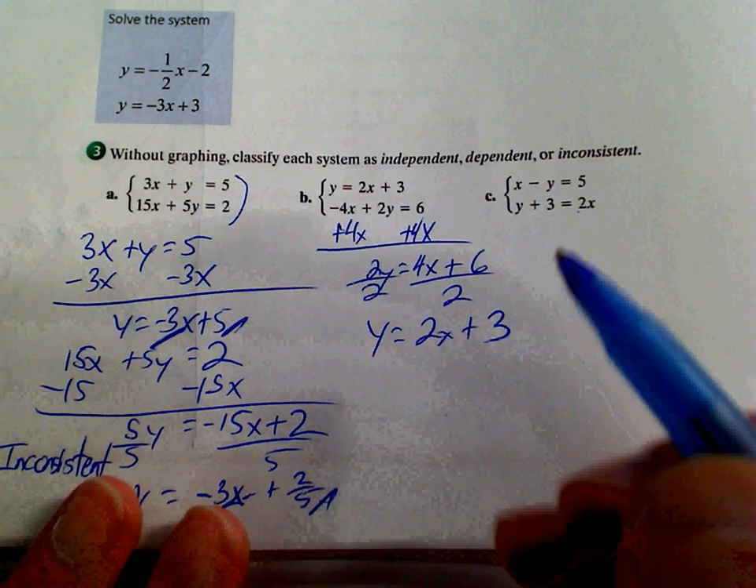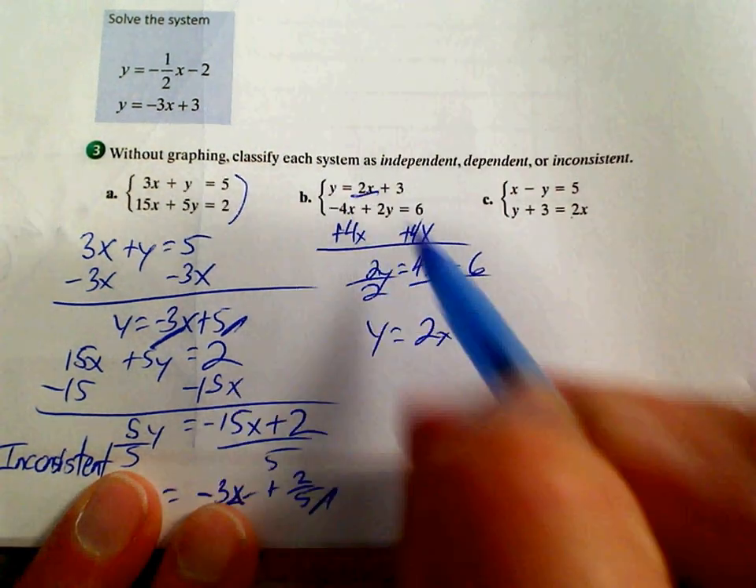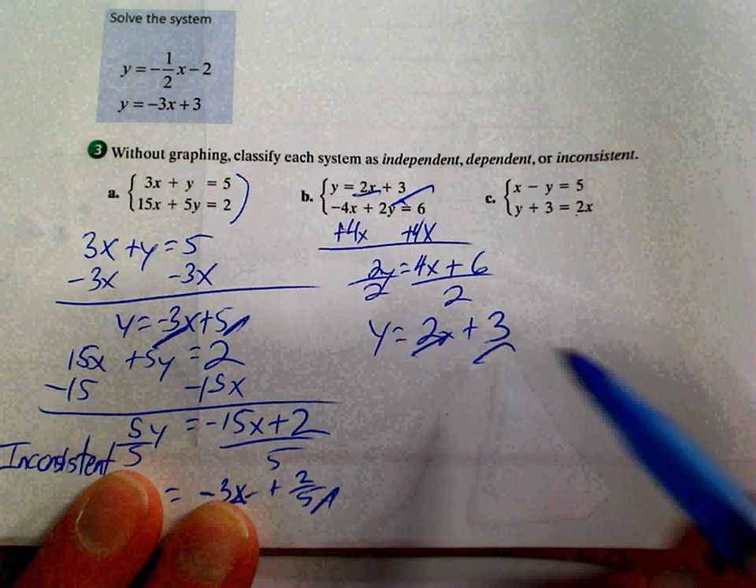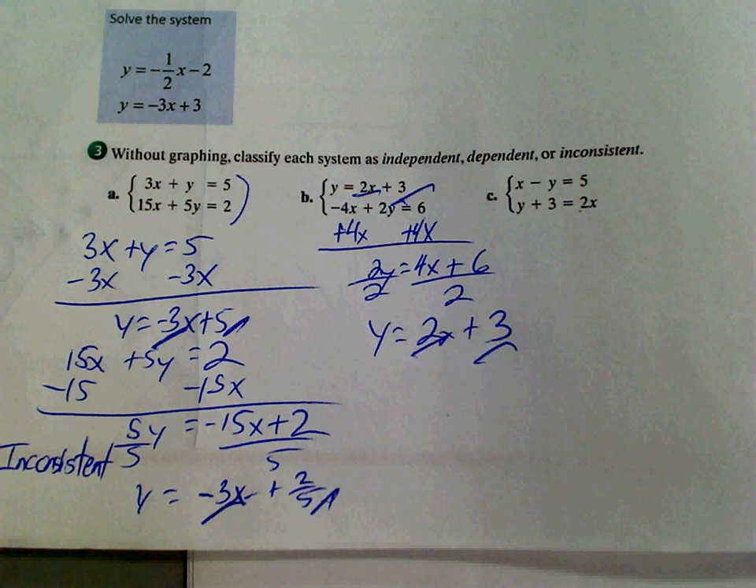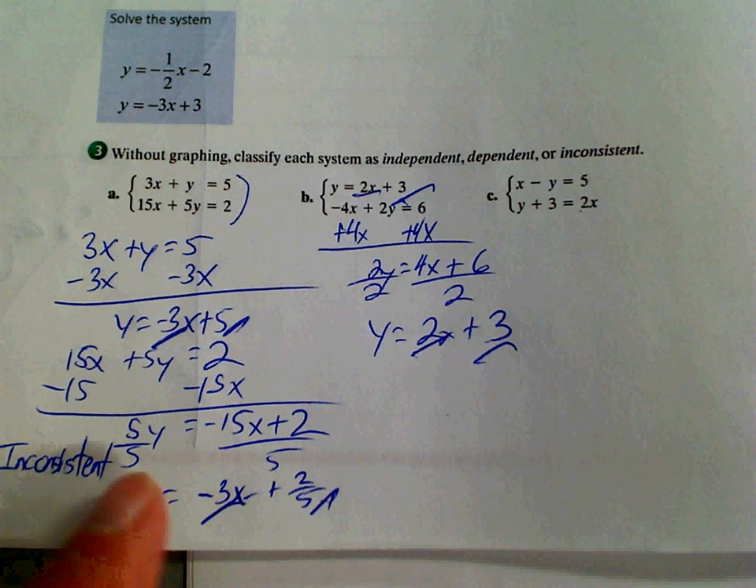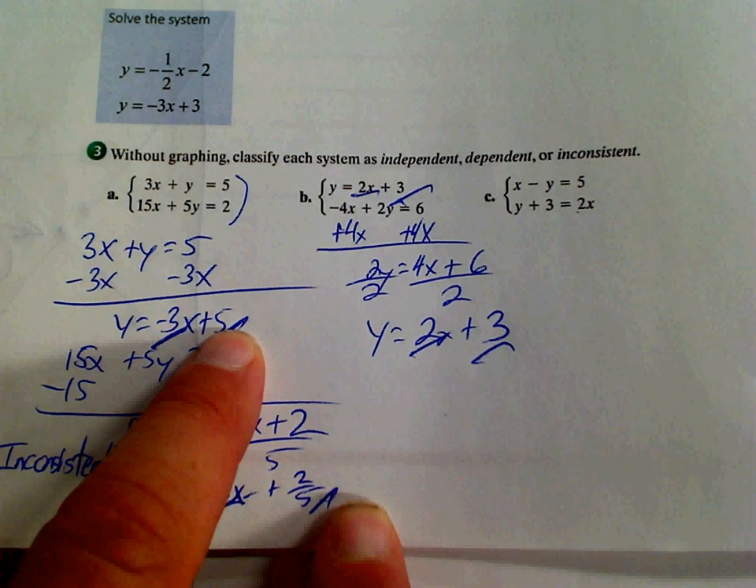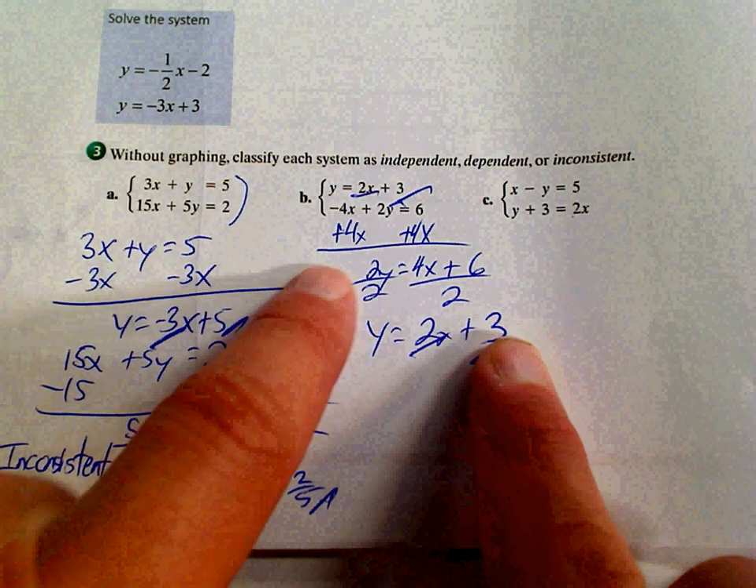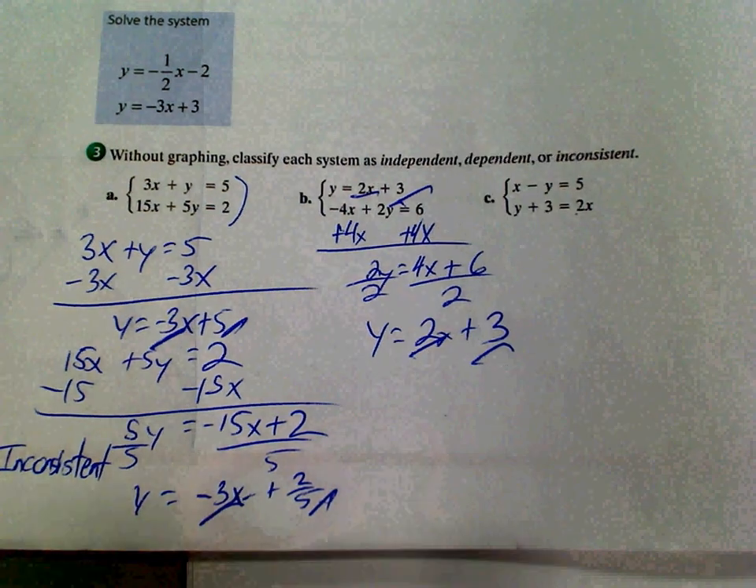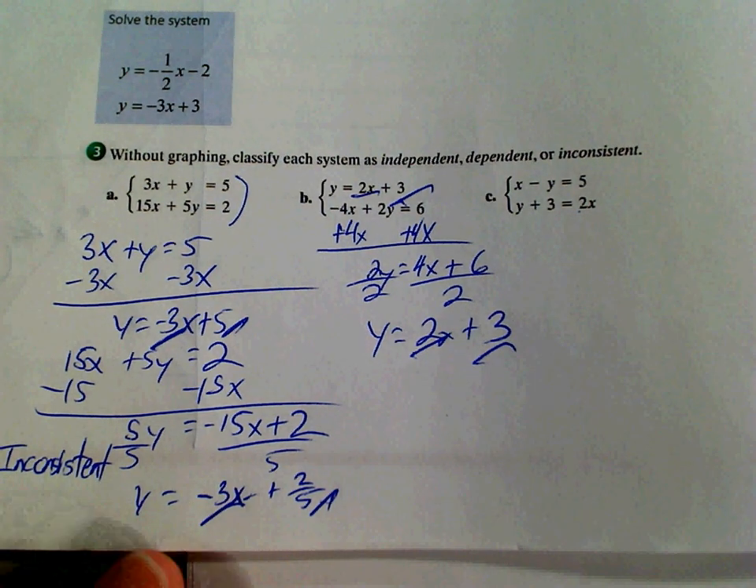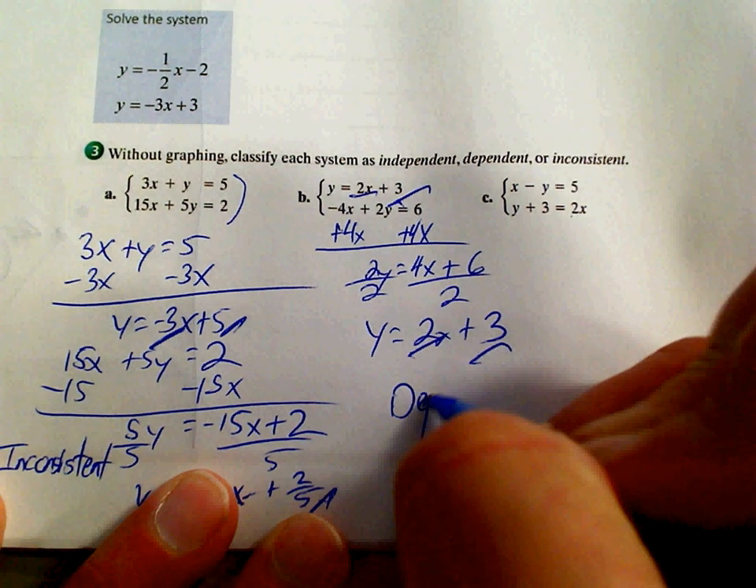Inconsistent? They have the same exact slope, the same exact y-intercept. No, they're not inconsistent. Inconsistent is when the y-intercepts are different. That means they don't touch. They have the same y-intercepts. They always touch the same line. So that is dependent.